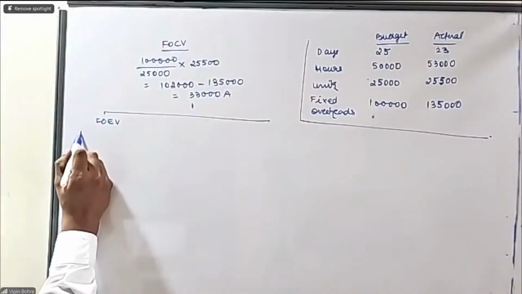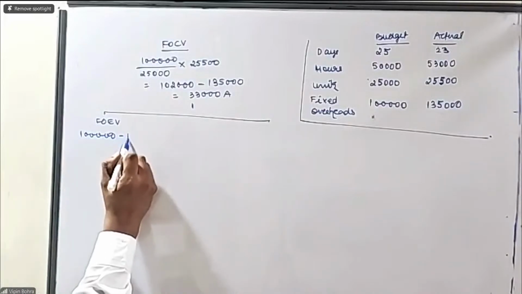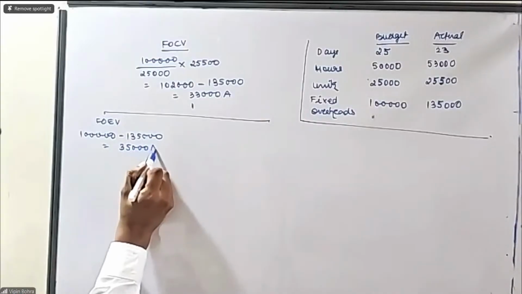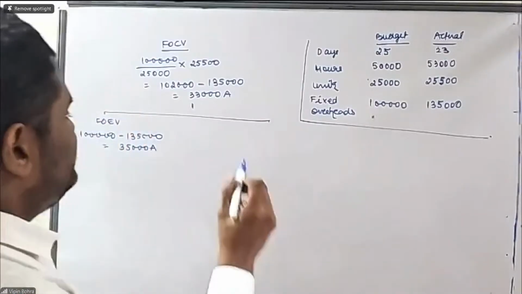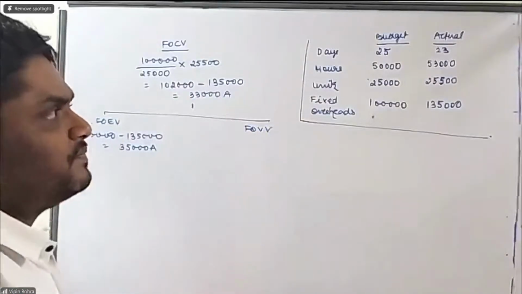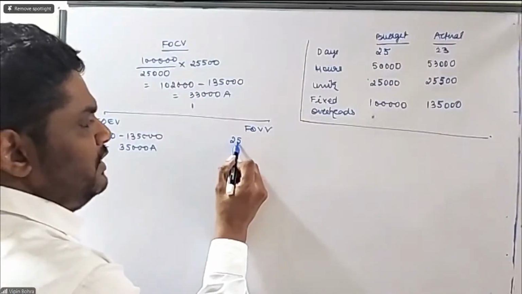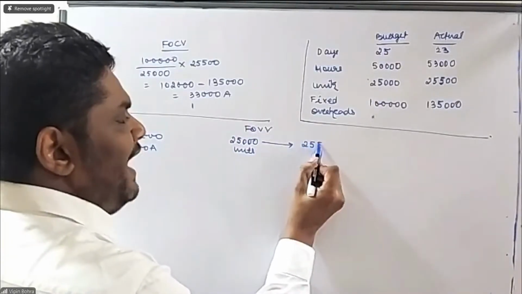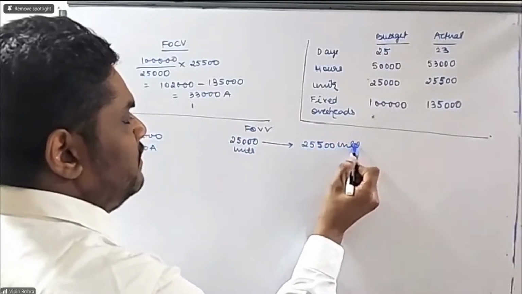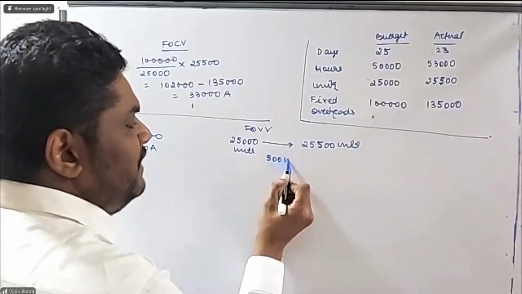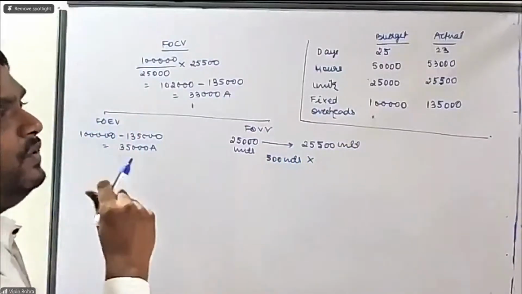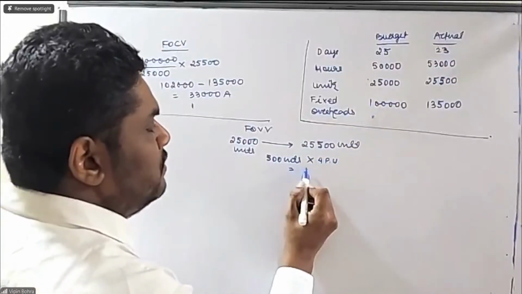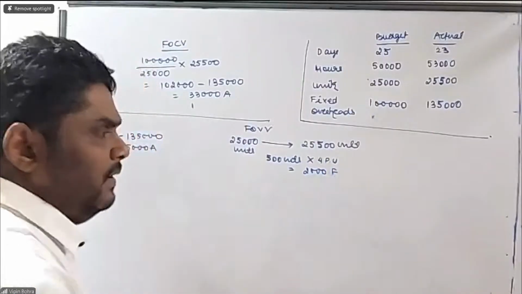So expenditure variance is straight away 1 lakh minus 1,35,000, so it is 35,000 adverse. Next is fixed overhead volume variance. That is due to change in units. 25,000 units we were supposed to manufacture, and the units we actually manufactured were 25,500. So 500 extra units we manufactured into the rate per unit, that is 1 lakh divided by 25,000, which is 4 per unit. So it will be 2,000 favorable.